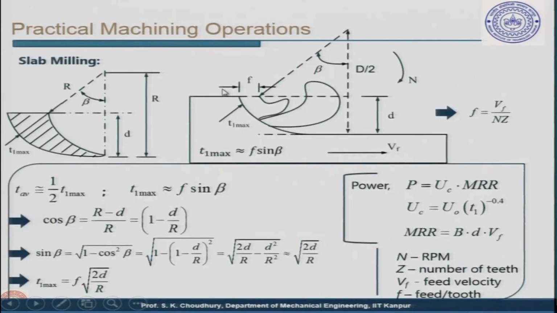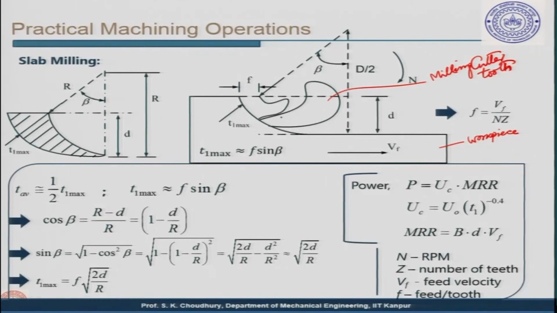Now, let us see what happens in case of milling process. We will take the example of slab milling. This is the schematic of the slab milling, where this is the workpiece, and this is the milling cutter tooth. One tooth of the milling cutter has been shown.